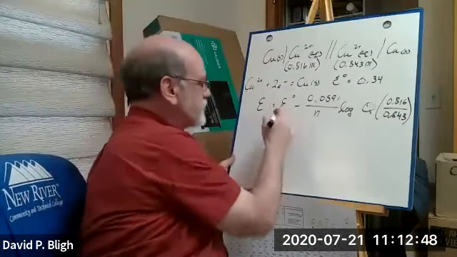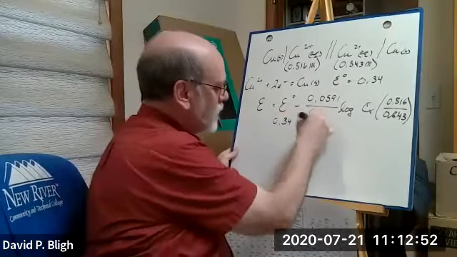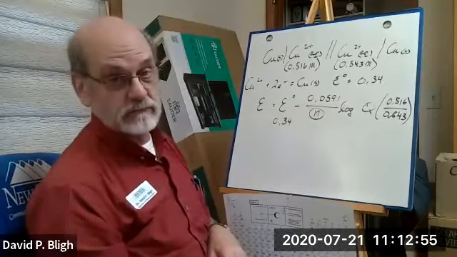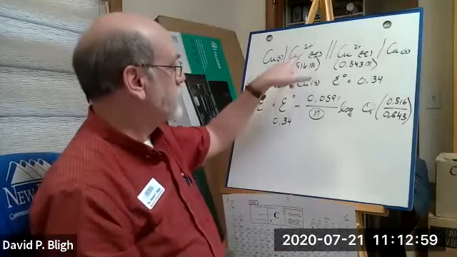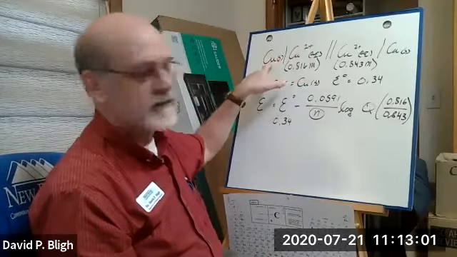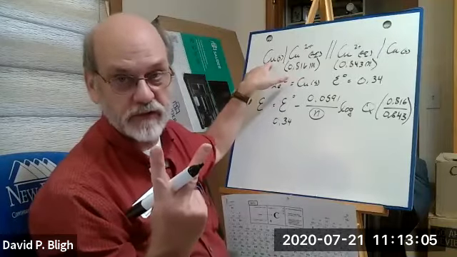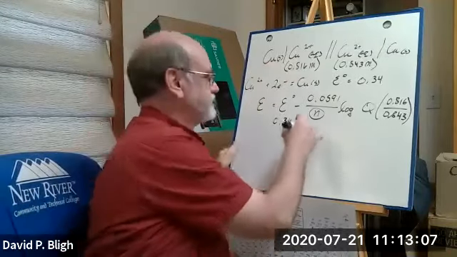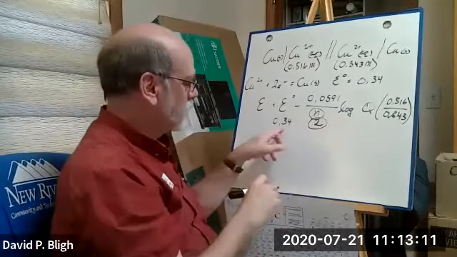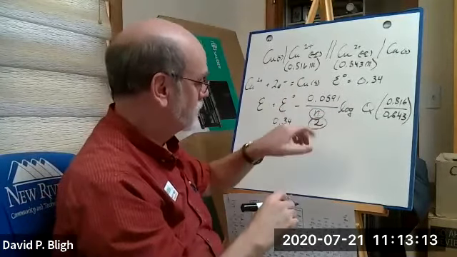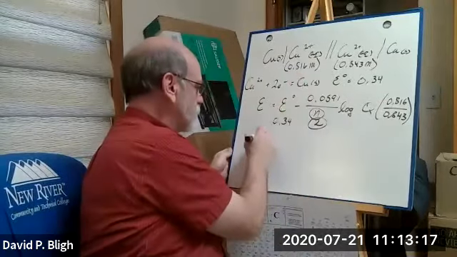Okay, so we've got this voltage here, 0.34. Now we need to know how many electrons are transferred, right? This is really simple. If you're going to go from 2 plus copper to 0 oxidation state, 2 moles of electrons. So that goes there. So this one minus this term, well, minus this term times that term is equal to that.